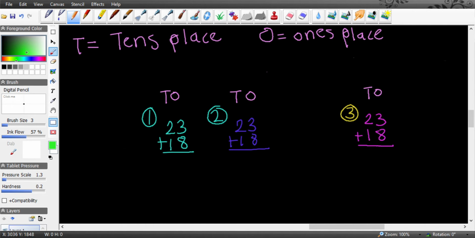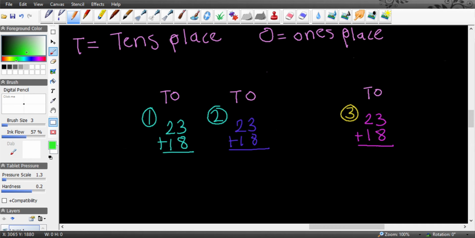So for our next question over here, we have 23 plus 18, and I've got that T and the O, tens place and the ones place. And remember what I said. For the first step, we're just going to take a look at it. We're just going to grasp everything. We're not going to write anything. We're just going to take a look at it.